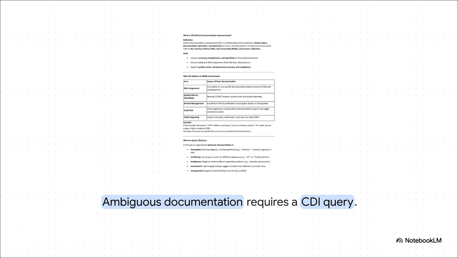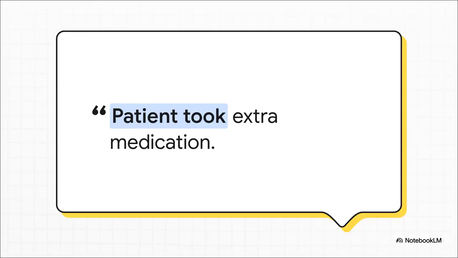When the record is ambiguous or conflicting, it creates a documentation gap that directly impacts that DRG assignment and your quality metrics. This immediately triggers the need for a clinical documentation improvement, or CDI, query. Imagine you're reviewing a chart, and the provider left a vague progress note stating, "Patient took extra medication." That right there is a prime CDI query opportunity.